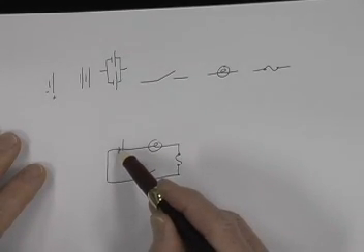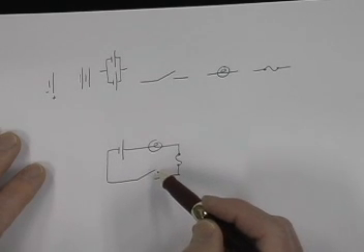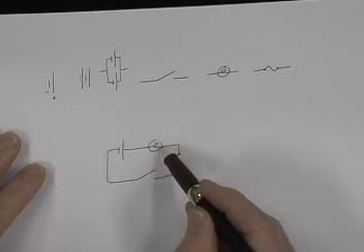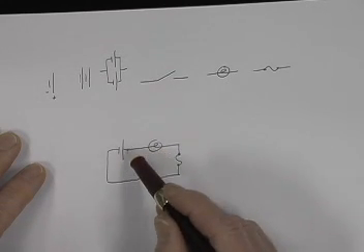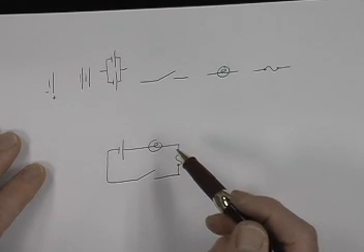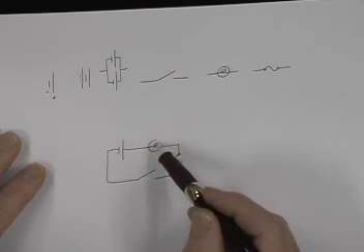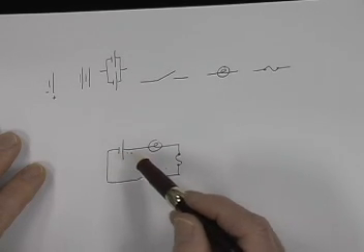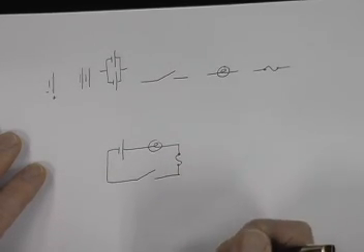So the electrons flow from the negative terminal through the switch when we close it, through the fuse, to the light bulb, to illuminate the light bulb, and back to the positive terminal. So this would represent a lamp, a fuse, a switch, and a cell all in series.